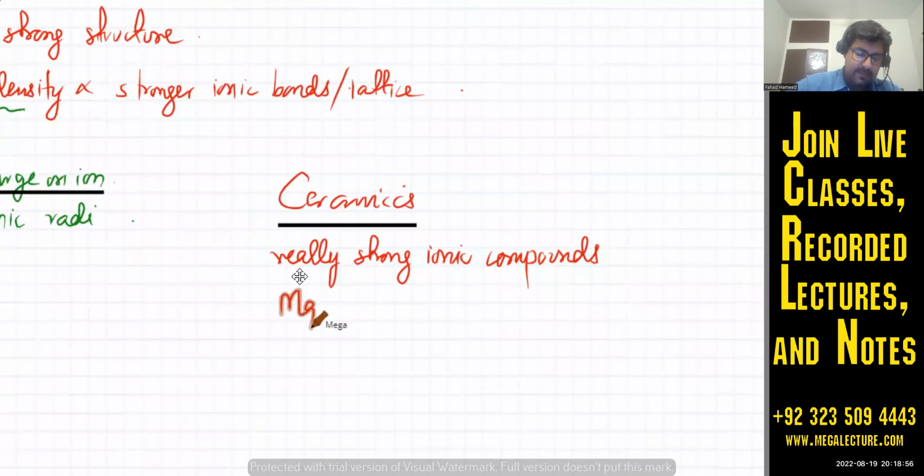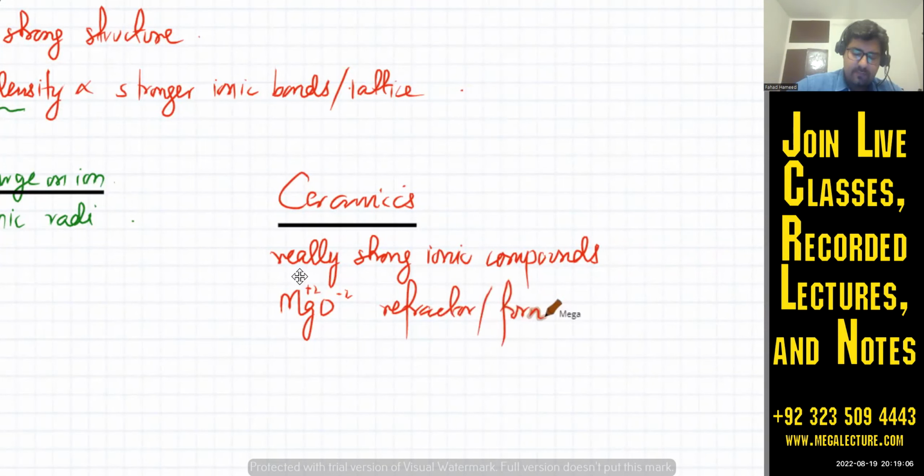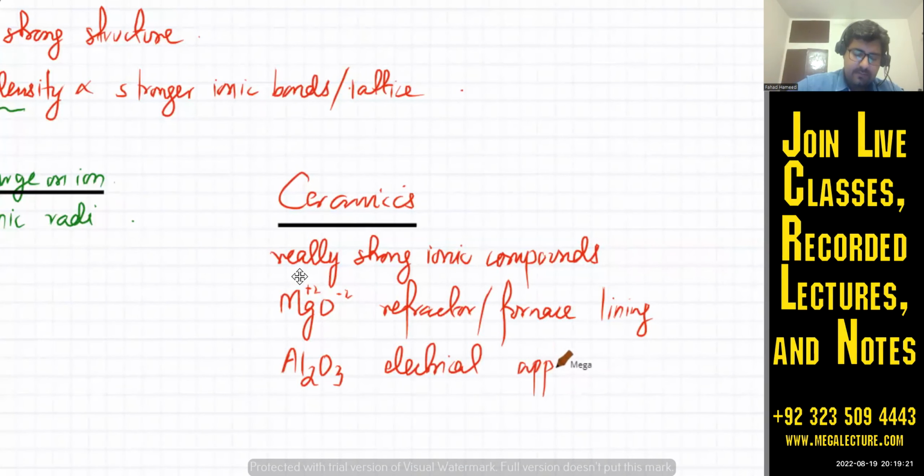Like you've got magnesium oxide, that's a ceramic material that's used in refractory lining, furnace lining. Or Al2O3, that's also a ceramic material that's used in electrical appliances or electrical applications. So the switch board that you have, that's made out of Al2O3. Okay, it's a ceramic. It's fitted outside houses, okay.